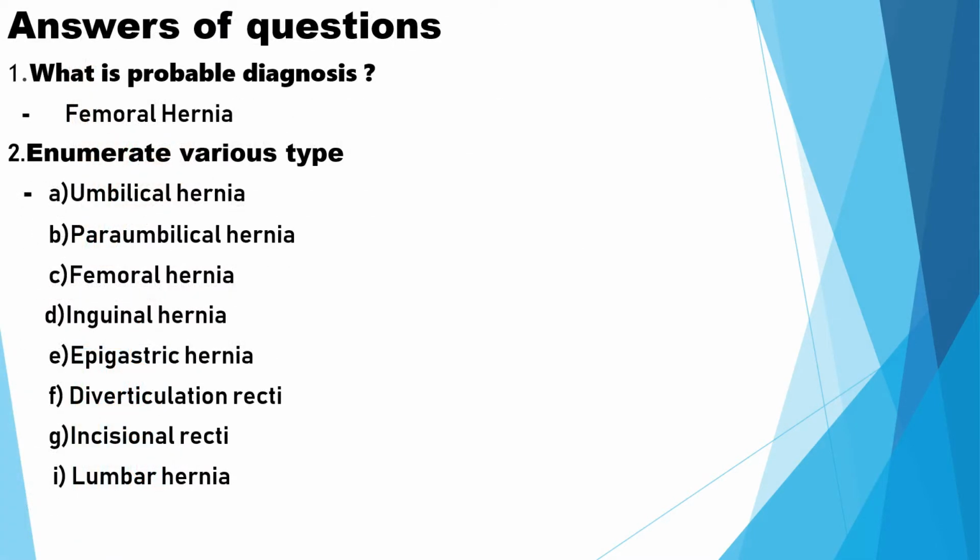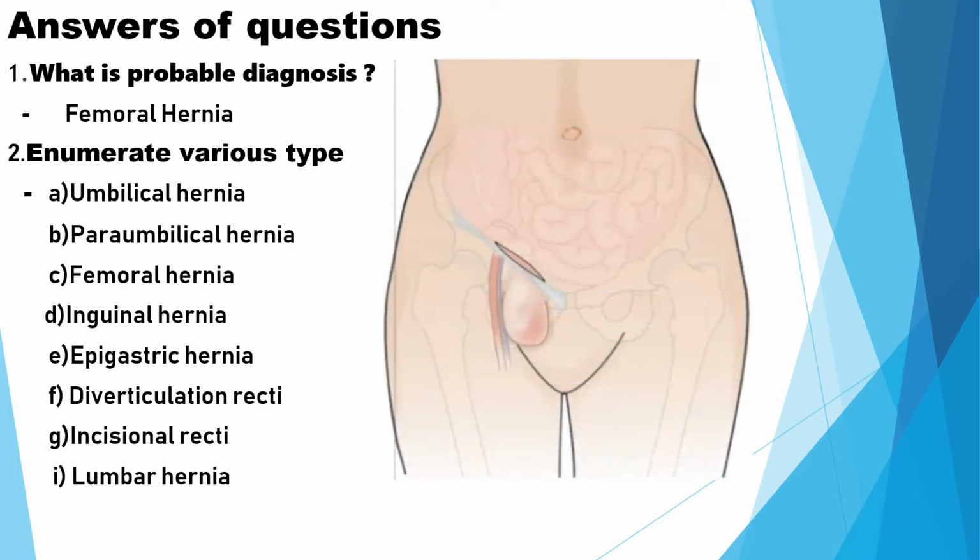Let's see answers of some questions based on this case scenario. In each and every case scenario, your first question will be what is your probable diagnosis. So in this case, our probable diagnosis is femoral hernia. And why is it femoral, not any other? Because femoral and inguinal hernia are closely related. How to differentiate them? Let's see in this diagram.